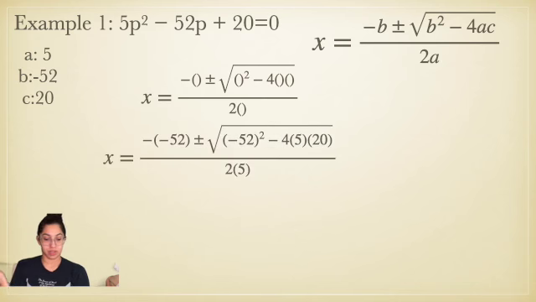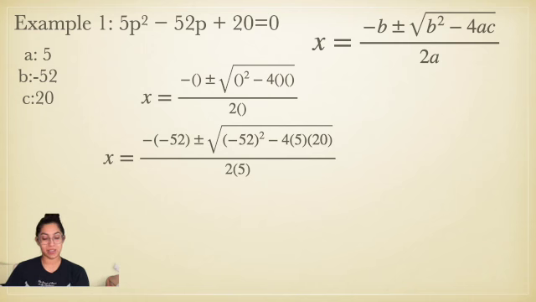So negative 52 plus or minus square root. Notice negative 52 squared: the negative 52 is in parentheses and the squared is on the outside of the parentheses. If you don't do that in your calculator, it's going to give you a wrong number. So just make sure you have it right. Minus 4 times 5 times 20, whole thing divided by 2 times 5. Whew, this is a lot. So let's go through it.